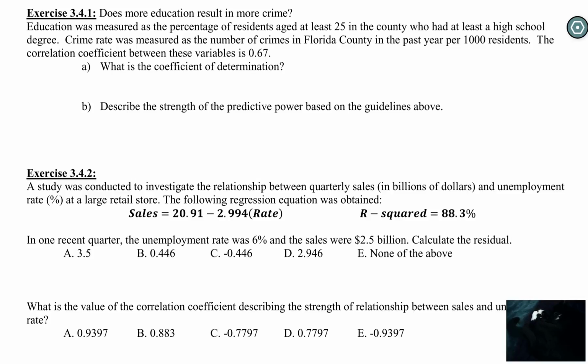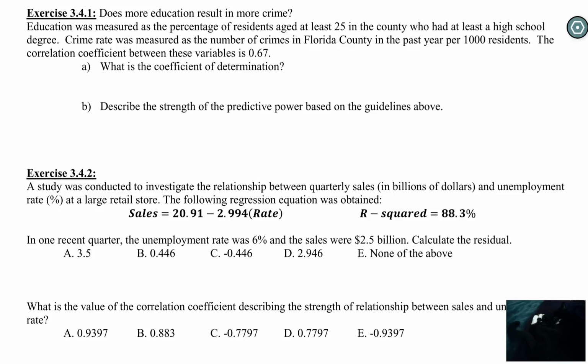Exercise 3.4.1. Does more education result in more crime? So education was measured as a percentage of residents aged at least 25 in the county who had at least a high school degree. So we're just looking at the proportion of people with a high school degree. Crime rate was measured as the number of crimes in Florida County in the past year per 1,000 residents. The correlation coefficient between these variables is 0.67.